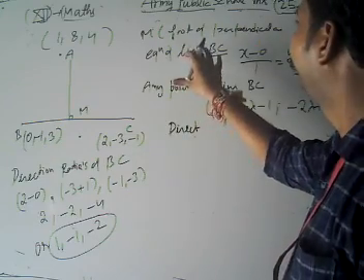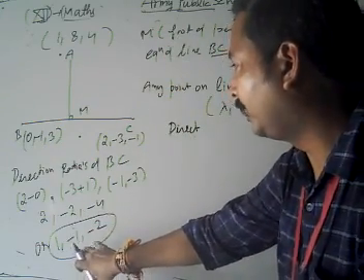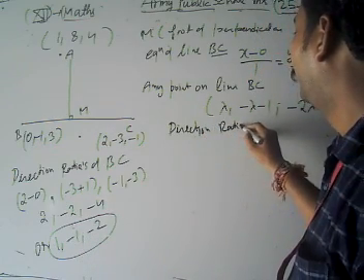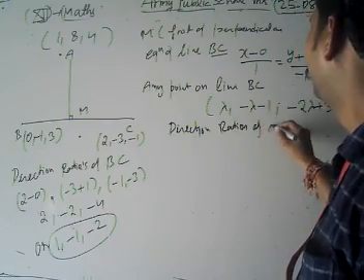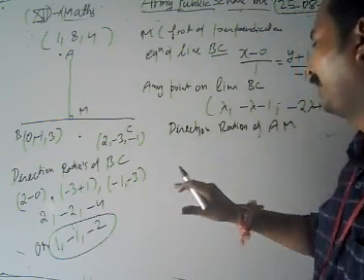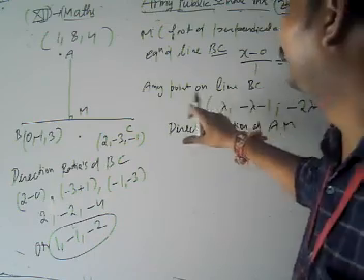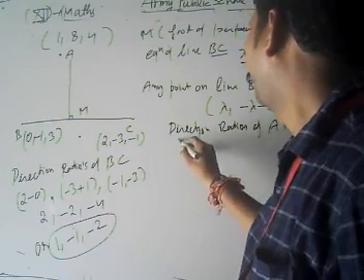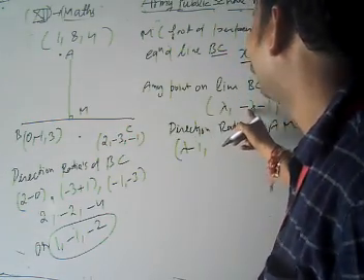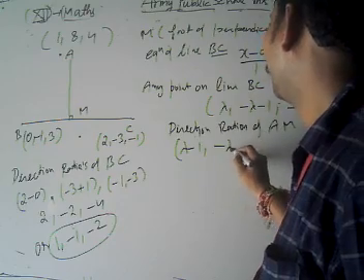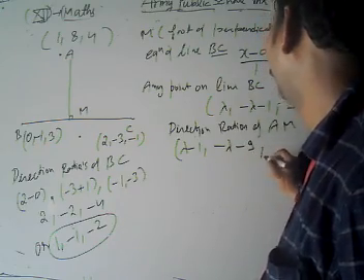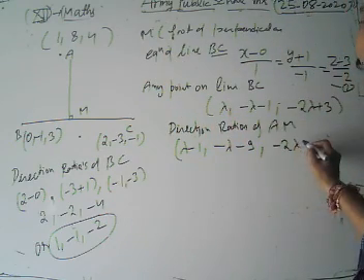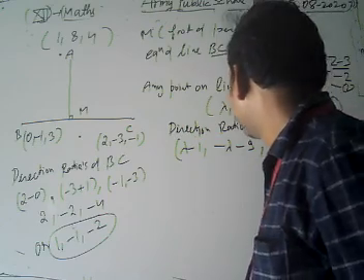We have the direction ratios of line BC given by 1, minus 1, minus 2. Now we find the direction ratios of line AM. The first is lambda minus 1. The second is minus lambda minus 1 minus 8, which means minus lambda minus 9. And then minus 2 lambda plus 3 minus 4, which means minus 2 lambda minus 1. Now we get the direction ratios of AM.